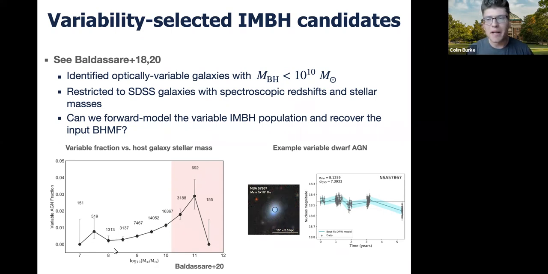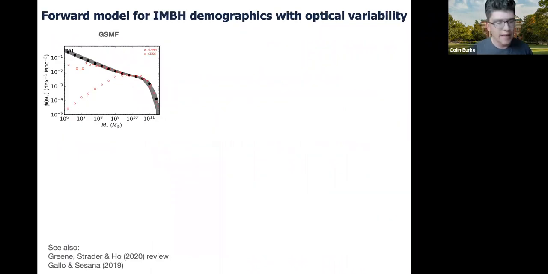So to try to disentangle this, we're building a forward model for AGN variability. So how do we do this? Well, you have to do it in a way that's self-consistent with the host galaxy information.